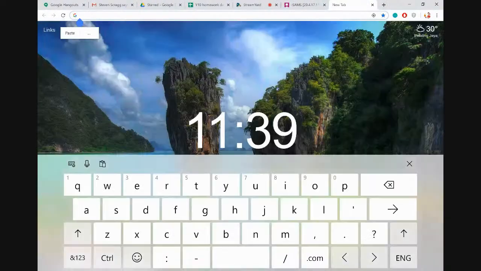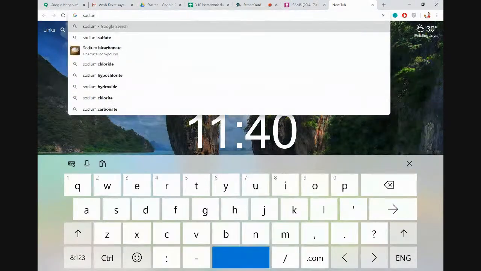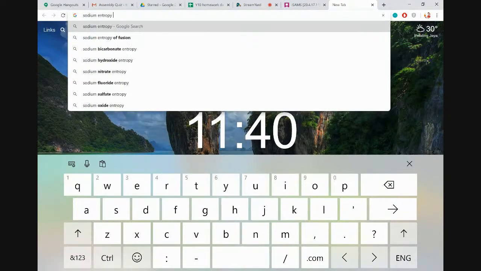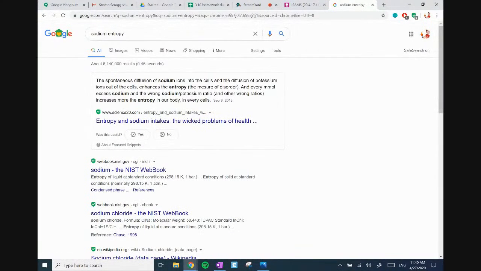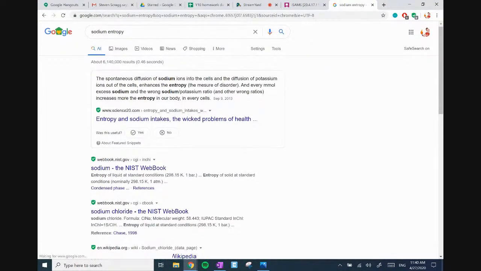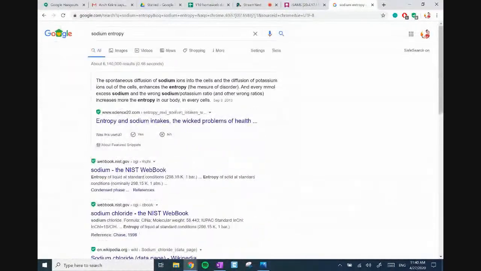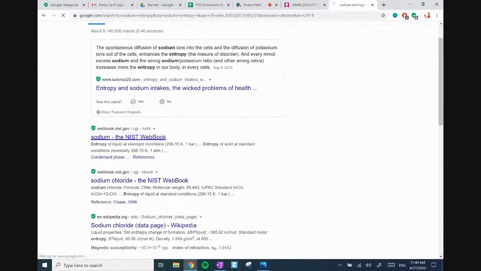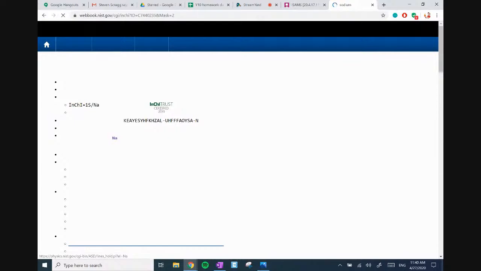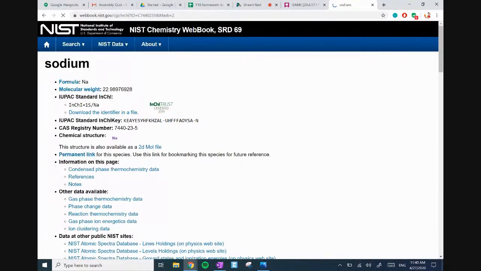So I'm going to go sodium entropy value. Isn't that interesting? Sodium entropy. Let's do that. Standard entropy of sodium solid. This is where it's very tricky, isn't it? It's probably going to be the first one in the webbook. I'm very aware that this is going to slow me down massively.